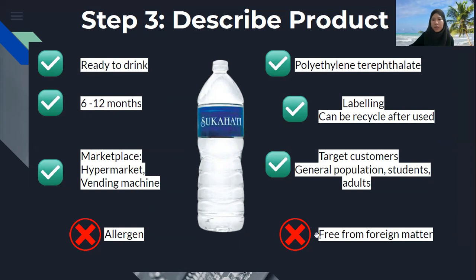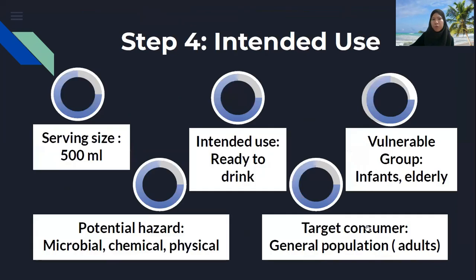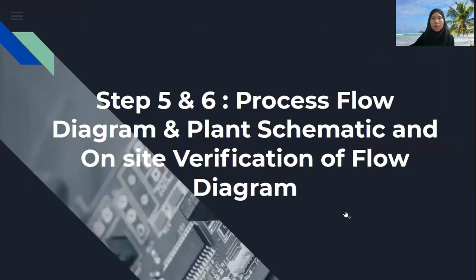So it doesn't have any allergen and it is free from foreign matter. The intended use: the serving size is 500 milliliters. It is ready to drink. Infants and the elderly are vulnerable groups because infants have not properly developed their immune system, while the elderly have a weakened immune system as they get older. The potential hazards that may be present are microbial, chemical, and also physical. Our target consumer is the general population, but especially adults.